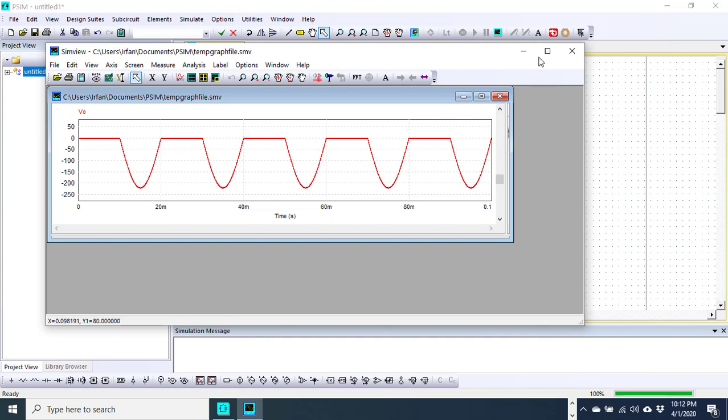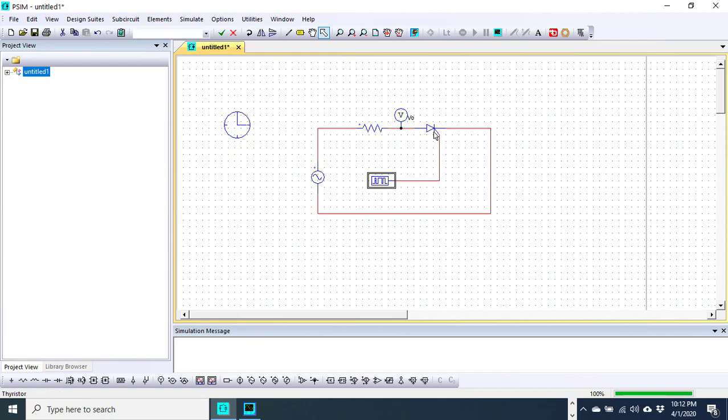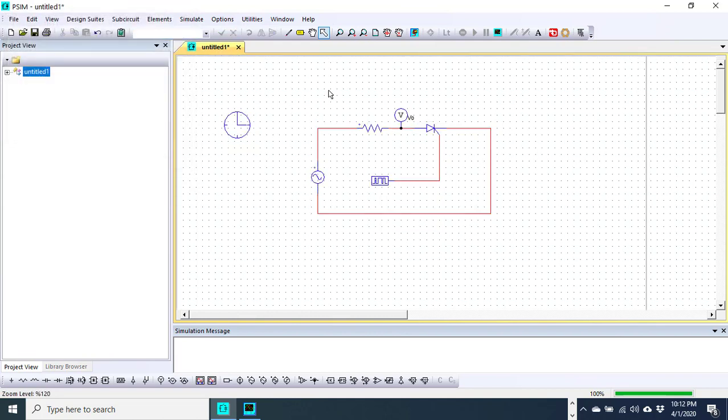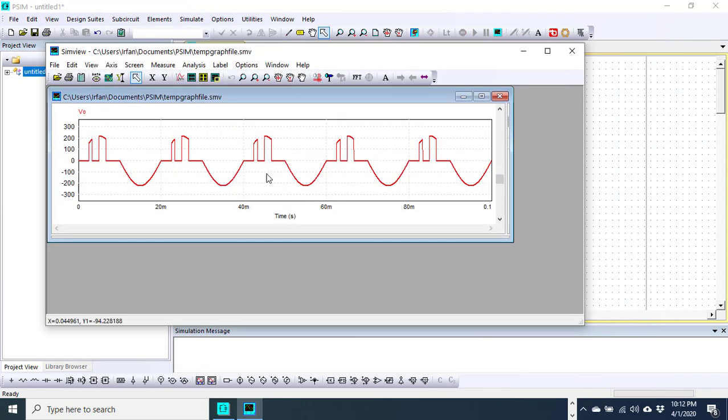Oh yes, one thing has been missed. I have to adjust the holding current and the latching current. So the holding current is 0.001, and the latching current is 0.1 amperes. Okay, so now we can run. Now you can see the upper part of the sine wave is controlled. Okay, it can be controlled.